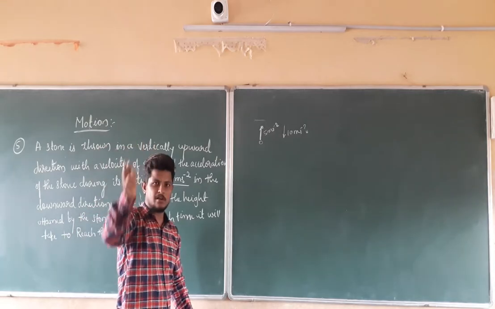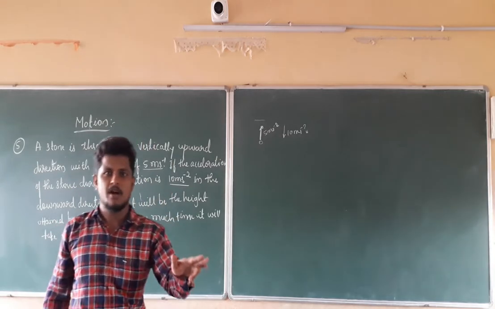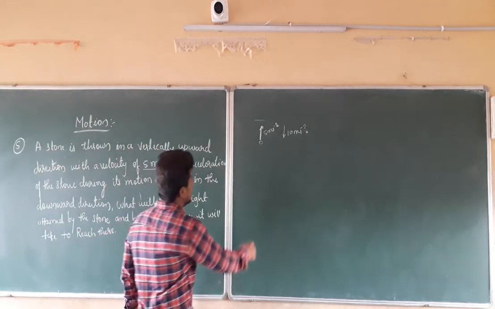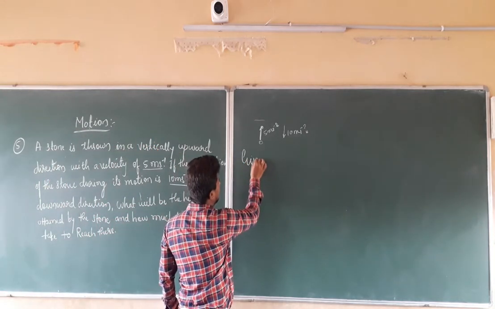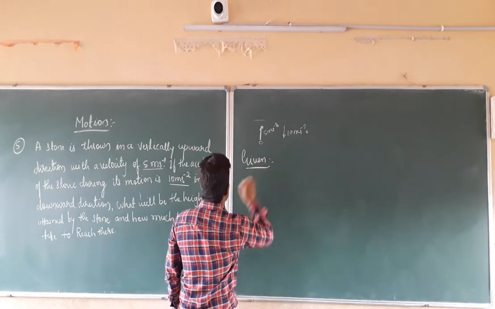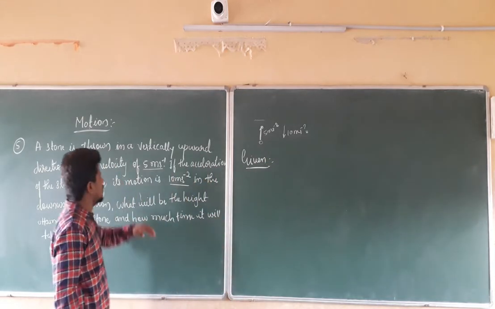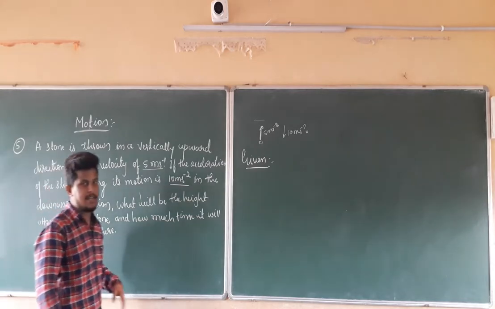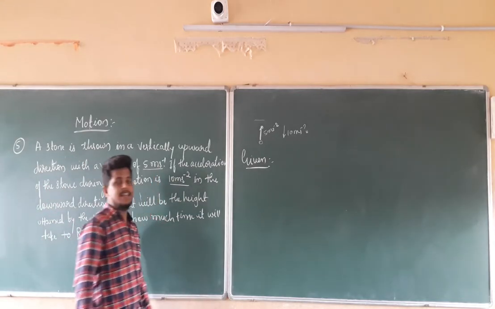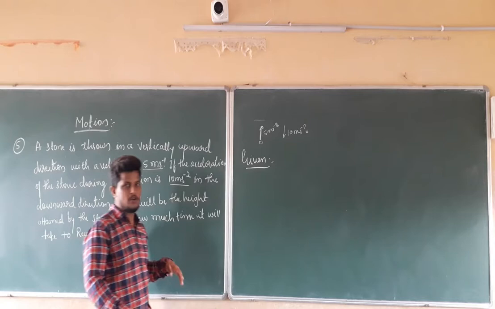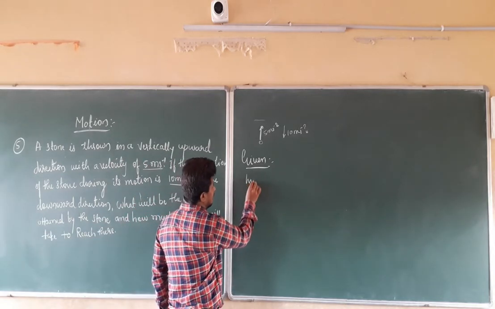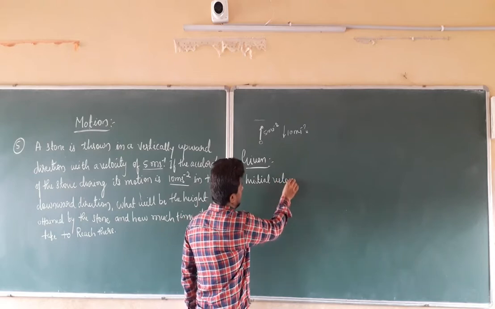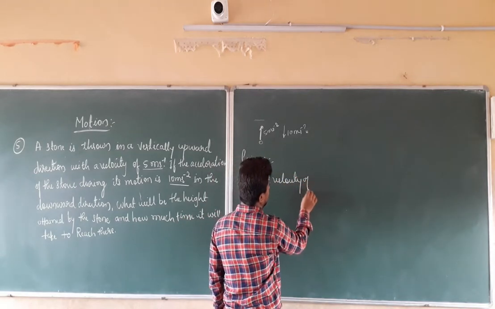We also have to calculate the time taken for attaining that distance. So one by one we are going to see. First we have to write down the given data. What is the given data here? The stone is moving in the vertically upward direction. They have given the initial velocity, that is nothing but 5 meter per second. The initial velocity of the stone.